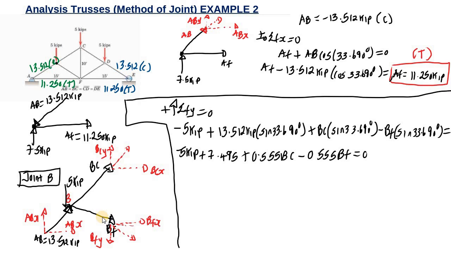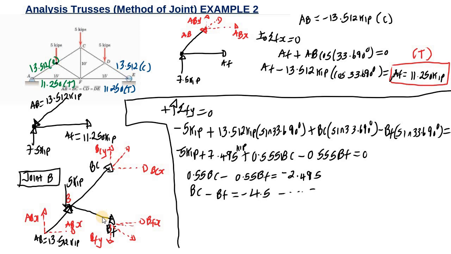So if we add up this negative 5 kip plus 7.495 kip, this is also in kip, we are going to get 2.495. So if we move this to the right side, it is going to be 0.55 BC minus 0.55 BF is equal to negative 2.495. If we divide both sides by 0.55, because we want to make BC and BF stand alone, we are going to have BC minus BF is equal to negative 4.5.